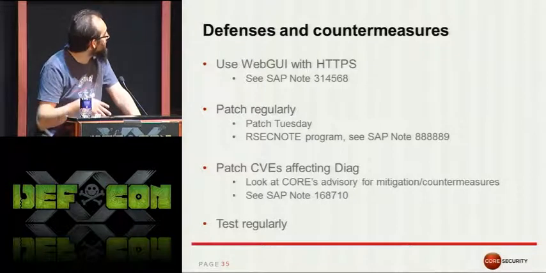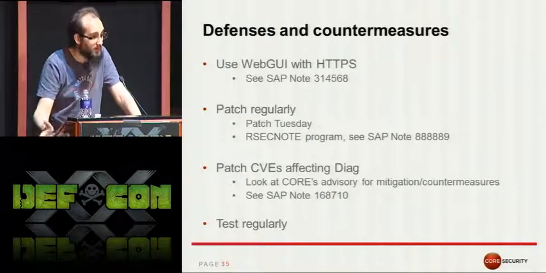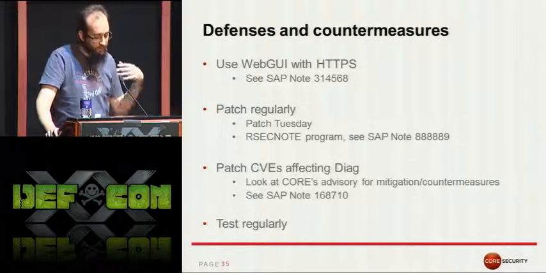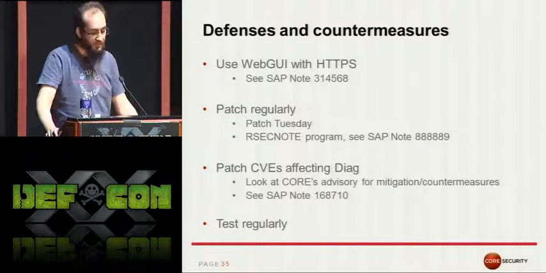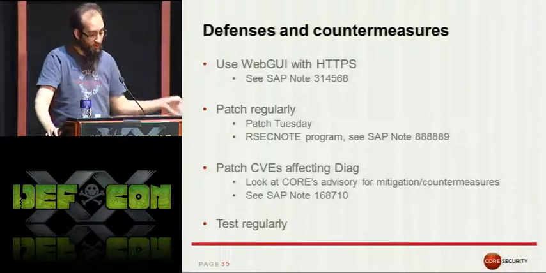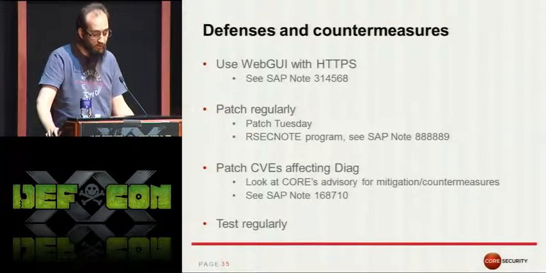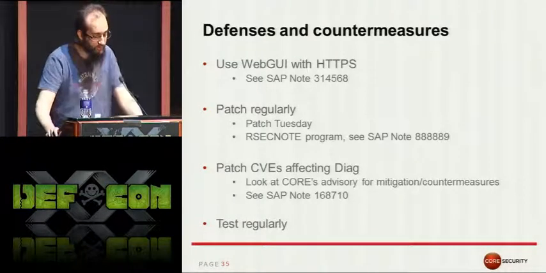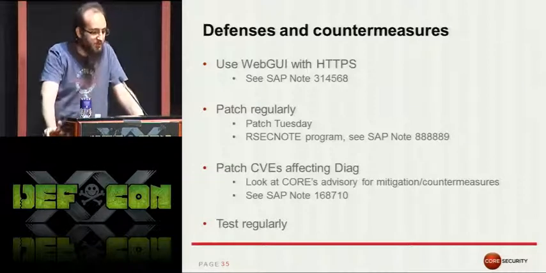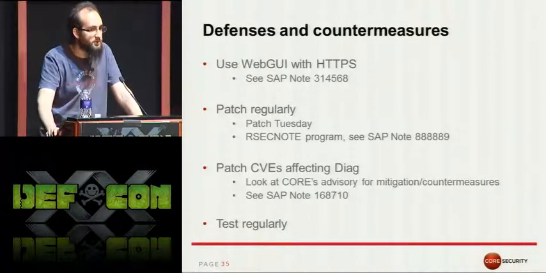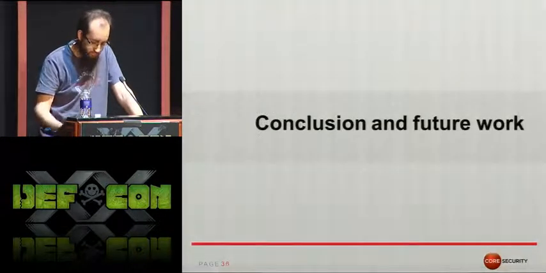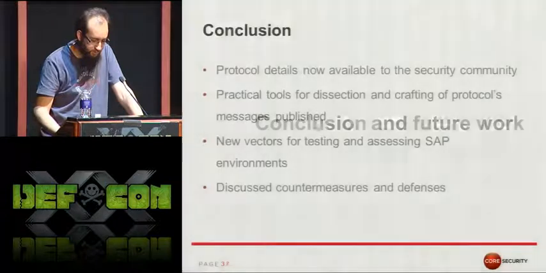Another possibility could be to use the web GUI instead of the fat client. Obviously, patch all your systems regularly, especially those affecting the Diag protocol. There are also additional mitigation and countermeasures recommendations in the advisory. And obviously, test all your systems regularly. So let's move on to the end.